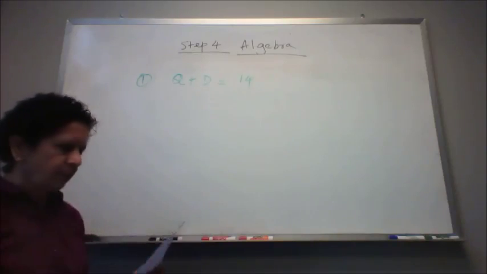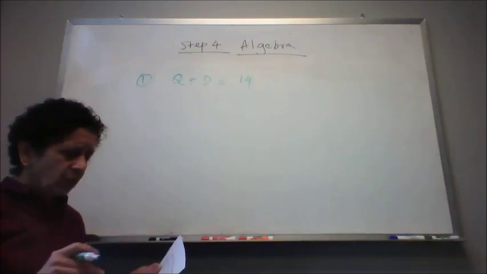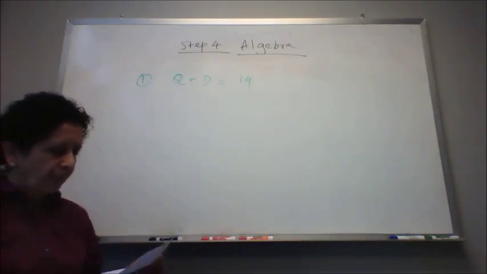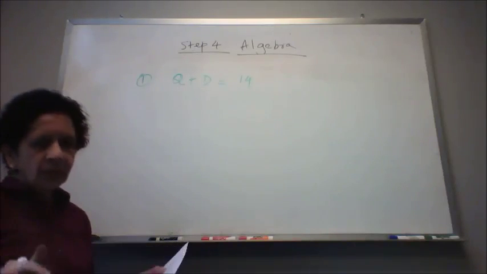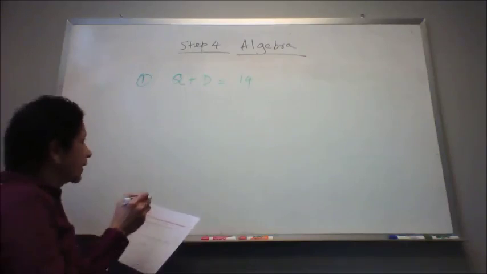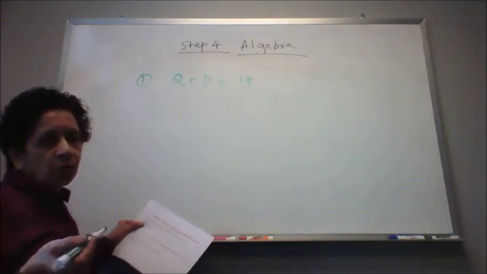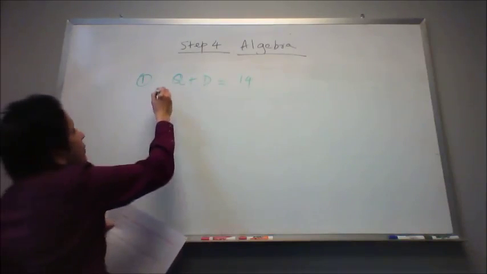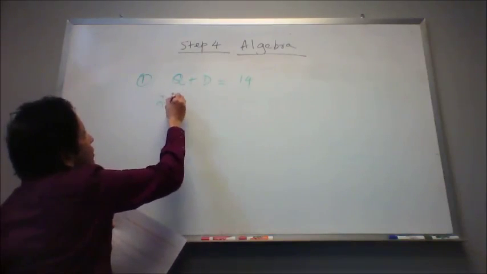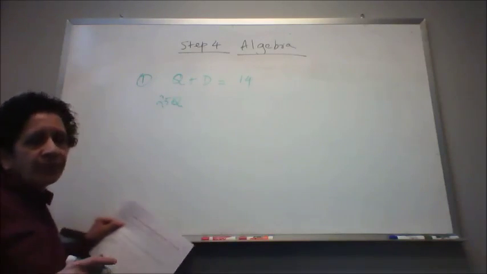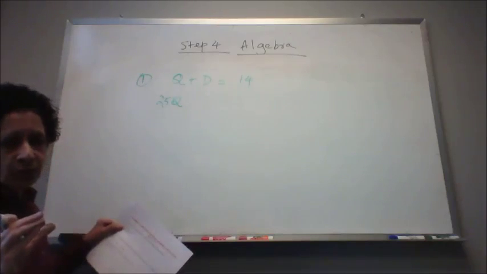That's one equation. Then they are saying it's worth $2.30. You can write this in 2 ways. What is the value of each quarter? 25 cents. So 25 times Q will be the value of all the quarters in terms of cents.